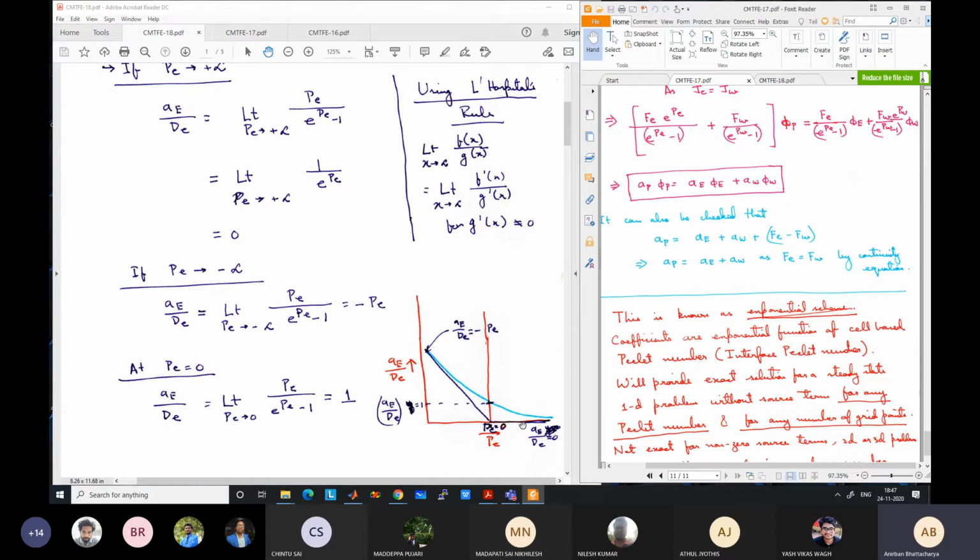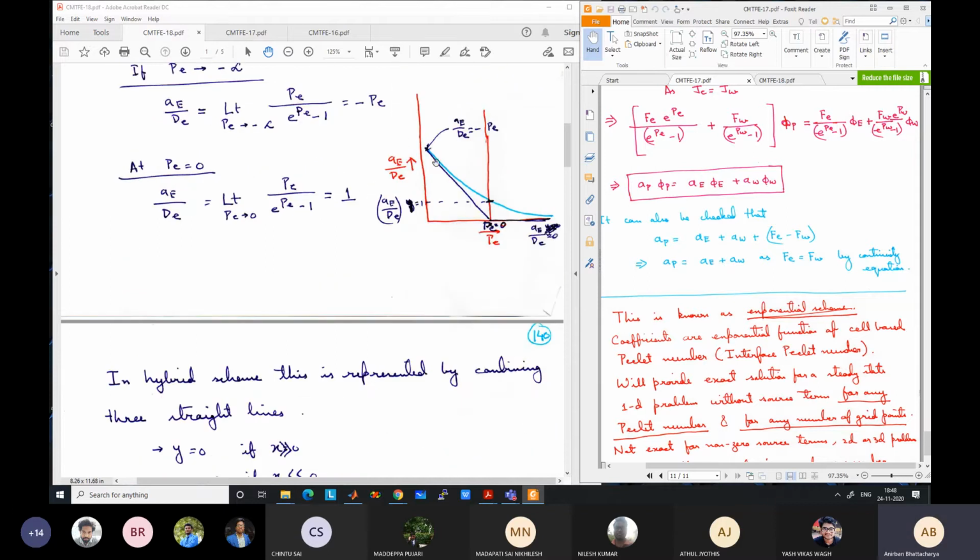Beyond that intersection point, we will assume that A by D equal to 0. And beyond the left-hand side intersection, we will assume that A by D is equal to minus P. So by using these three straight lines, we can mimic the behavior of the coefficients which is given by the actual exponential solution, but by using very less amount of resources, by not calculating the exponentials at all.